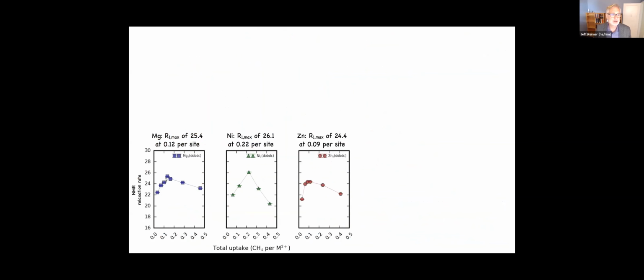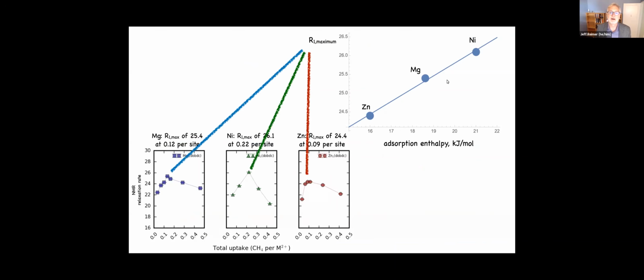Interestingly enough about that, if you look at the maximum of those rates, or the minimum in the T1 if you like, as a function of different metals, you discover that these maxima are nicely proportional to the adsorption enthalpy.